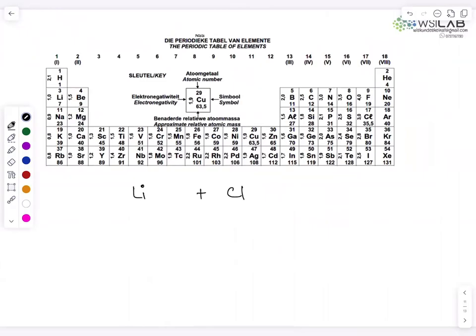So I find lithium, it's in group 1. So that ion is simply 1 plus, or plus 1. That's going to be added to chlorine. And chlorine I found is in group 7. So chlorine will become -1. And now those two are really happy with one another because a positive and a negative charge bonds or attracts one another and the bonding takes place. And then I have lithium chloride.